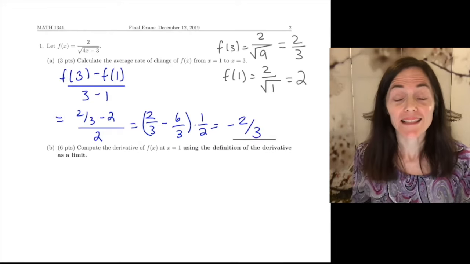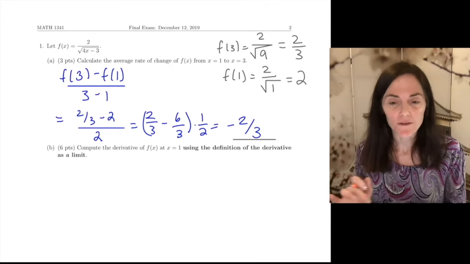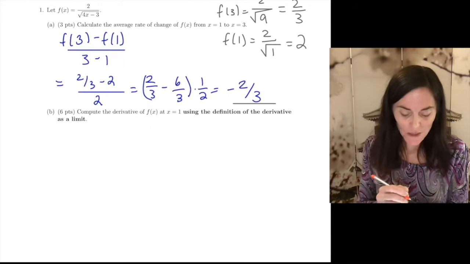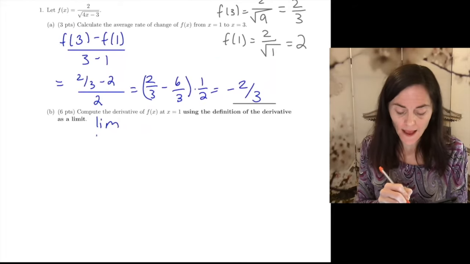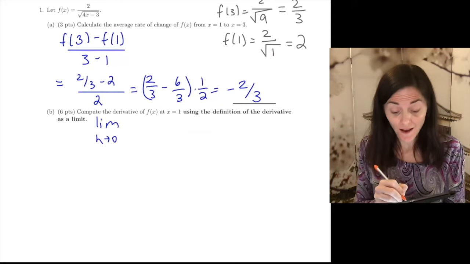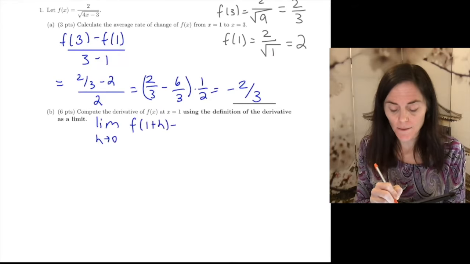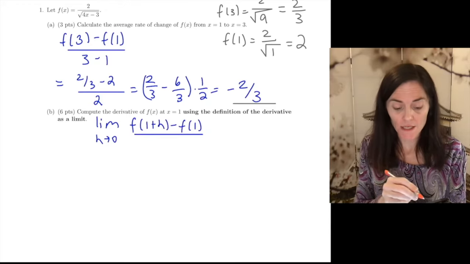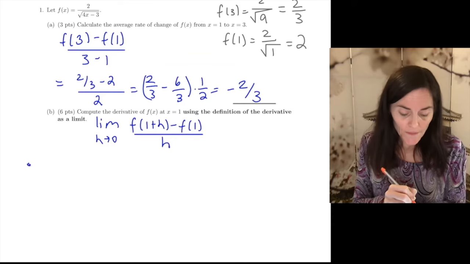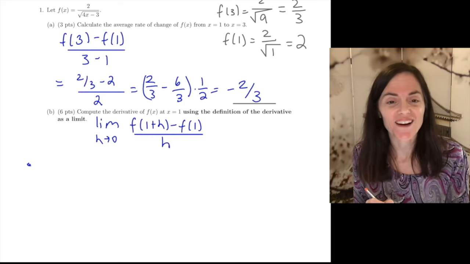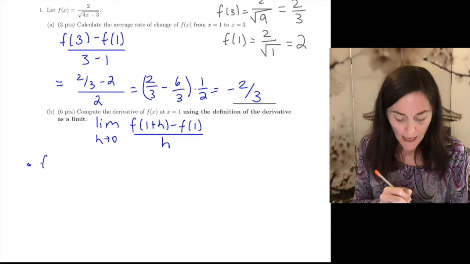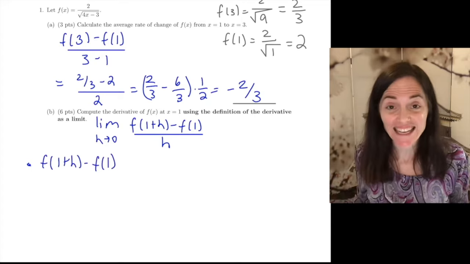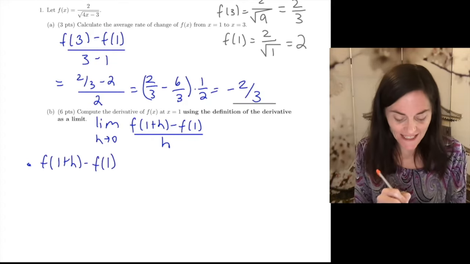Now for part B. This is the exciting part. Definition of derivative. Well, we want the derivative at 1. So this will be a limit as h approaches 0 of f of 1 plus h minus f of 1 divided by h. What I will do is start with the numerator of this difference quotient, and I will simplify until I get h times something, and then I can divide by h.